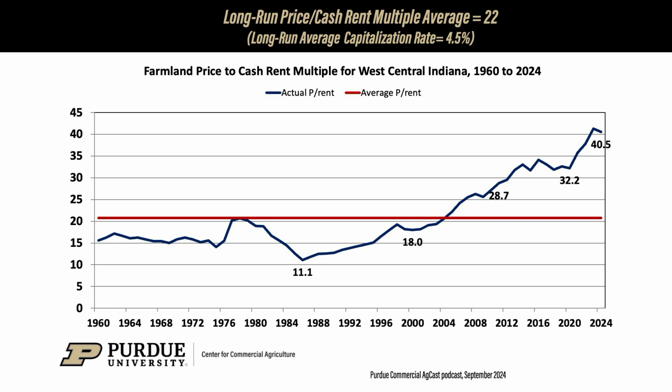If you look at the long run average capitalization rate, and this is going back to 1960, it's 4.5%. There were some times during that it was over 5, but the long run average is 4.5%. And then recently it's been quite low. Recently it's been 2.5%. If you do the inverse of that, what you find is the long run price to cash rent multiple, so farmland price divided by current cash rent, is right now we're sitting at approximately 40. And so obviously the P rent ratio is relatively high, but that's because the capitalization rate is relatively low.